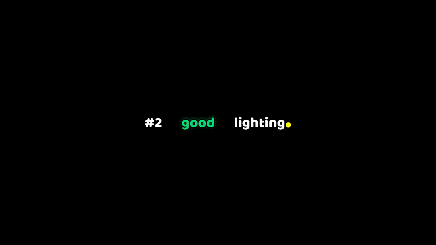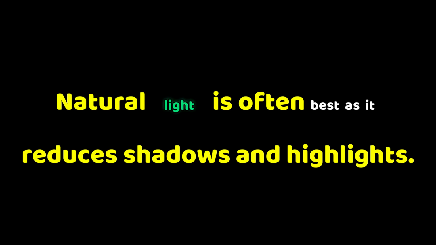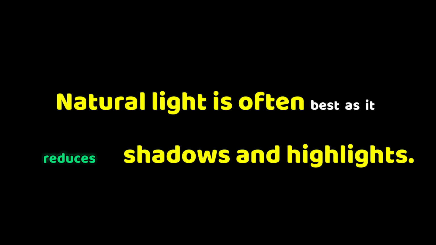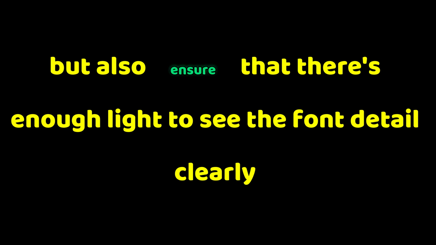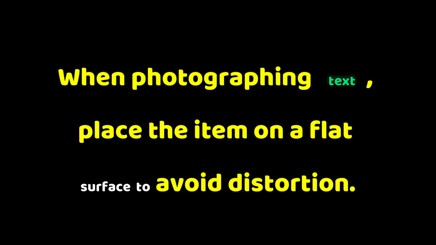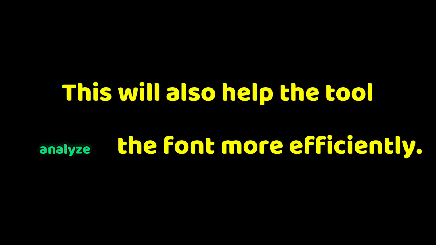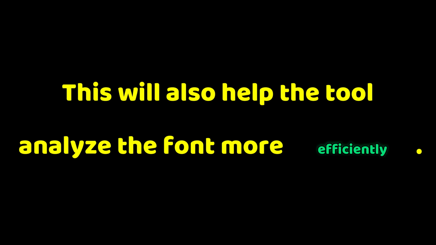Number 2, good lighting. Lighting is crucial. Natural light is often best as it reduces shadows and highlights. Avoid direct sunlight that may cause glare, but also ensure that there's enough light to see the font detail clearly. Number 3, flat surface. When photographing text, place the item on a flat surface to avoid distortion. This will also help the tool analyze the font more efficiently.